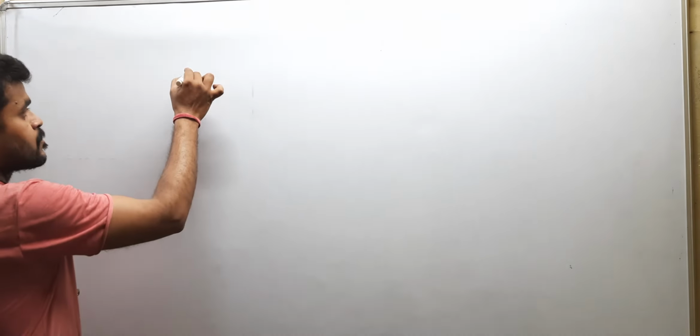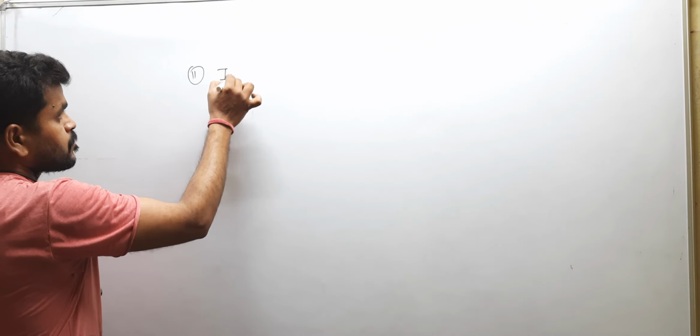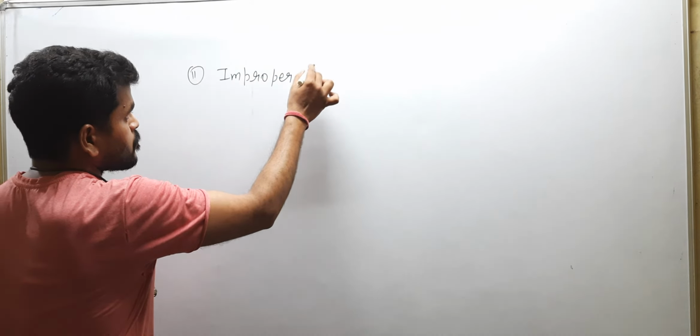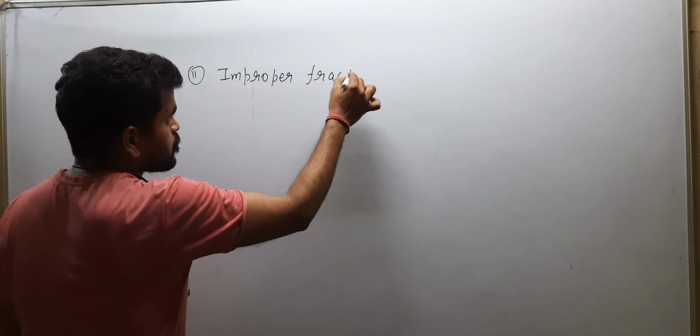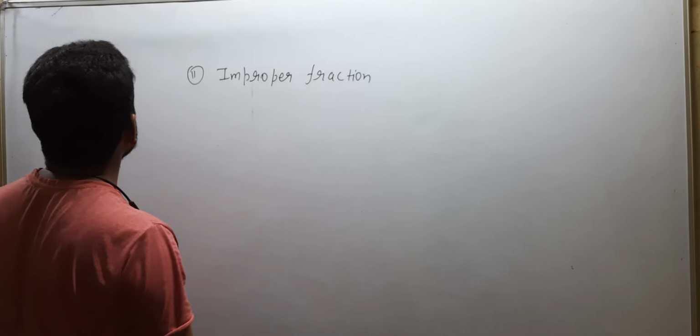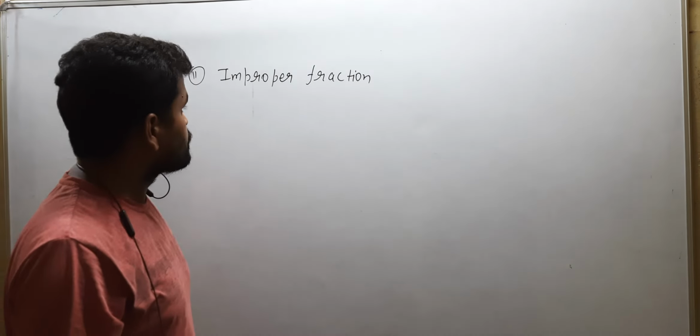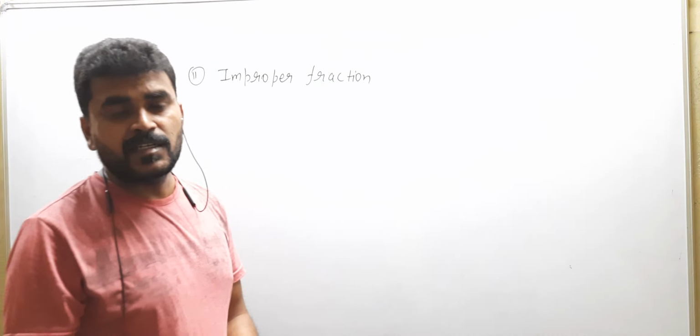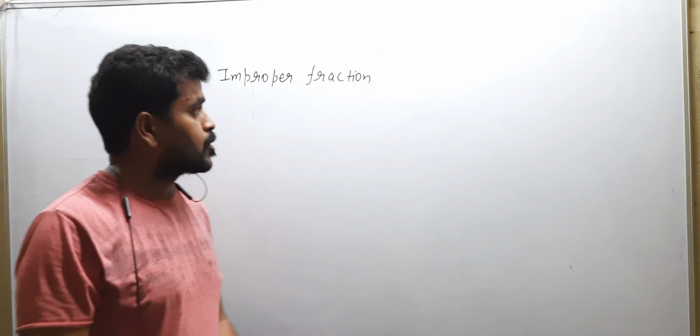In the previous class we discussed the fraction and its types, up to the proper fraction. Now we will go with the improper fraction. What is an improper fraction? The fraction in which the numerator is greater than the denominator is known as the improper fraction.